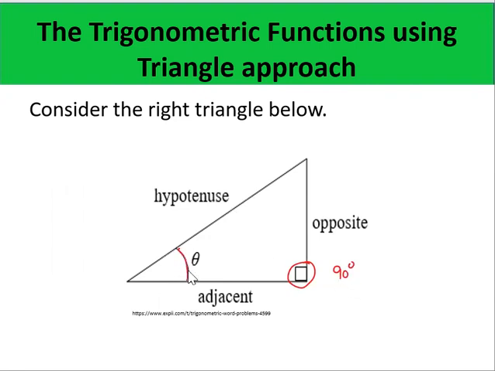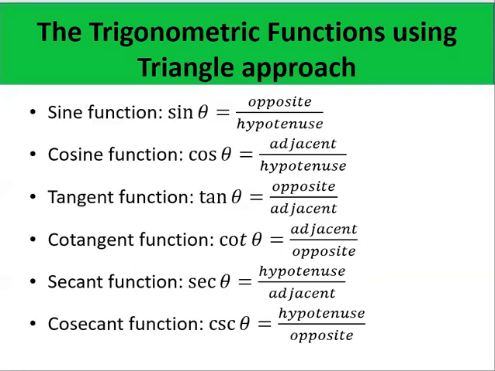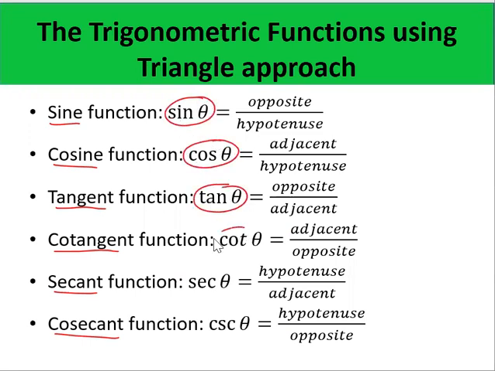Now if we consider this as our angle theta inside the triangle, then this side is called the opposite side of theta. This one is called the adjacent side of theta. And the third side of the right triangle is the hypotenuse. Now the six trigonometric functions are as follows. We have the sine, cosine, tangent, cotangent, secant, and cosecant. And you can see the symbols for each of those trigonometric functions.